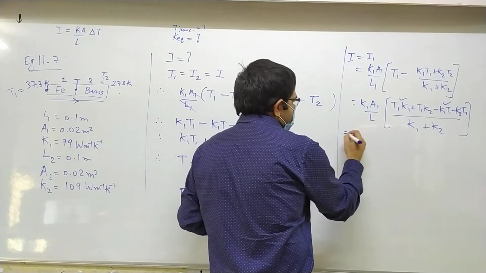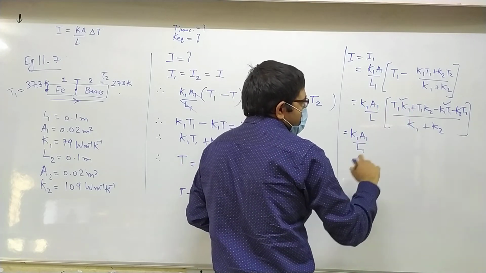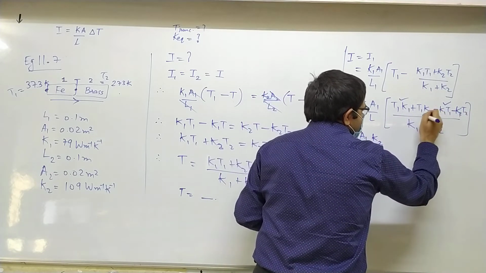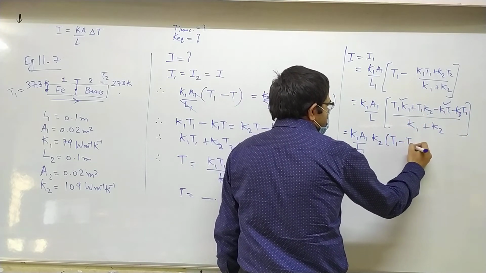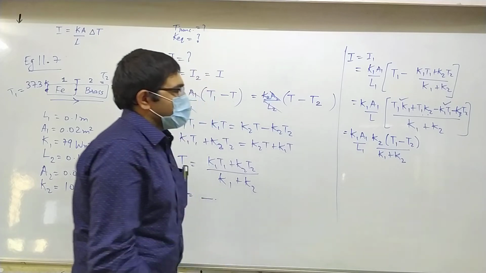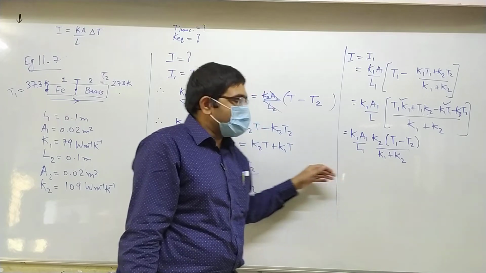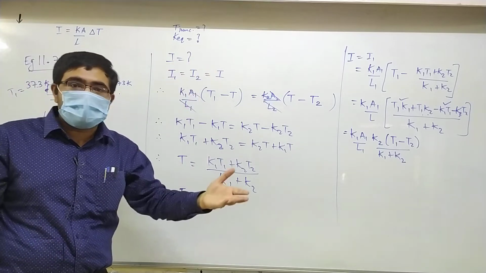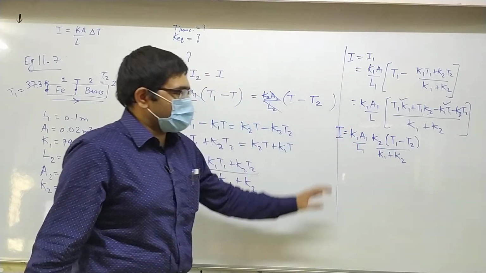So we have K1A1 by L1. Those terms cancelled, and K2 is common, right? From this one and this one, you can see K2 is common. So if we take it out, what we have is T1 minus T2, and then that divided by K1 plus K2. So this is the expression of heat current that is flowing through either of these rods. Because they are in series, whether you find I1 or you find I2, the final answer is going to be same, right? Okay, so this is what we have for the expression of heat current.